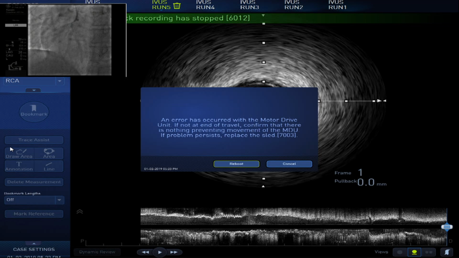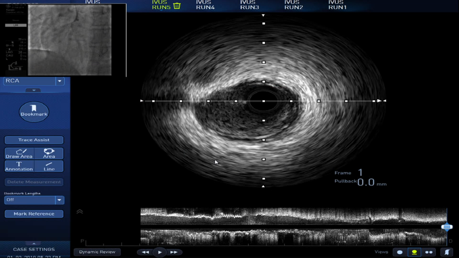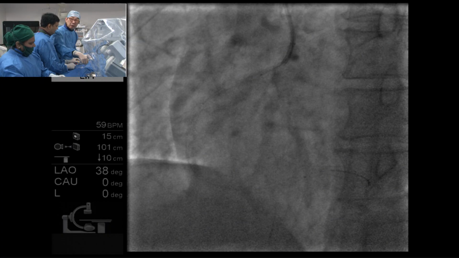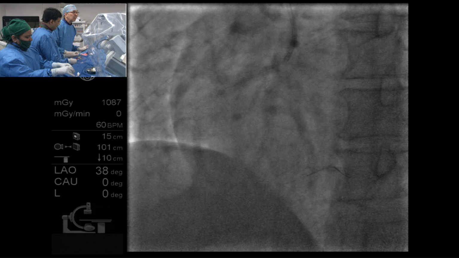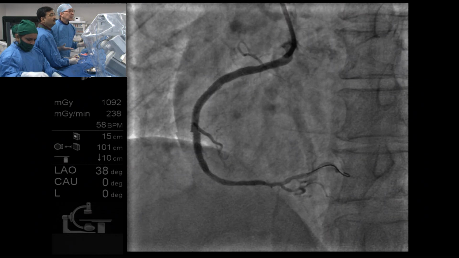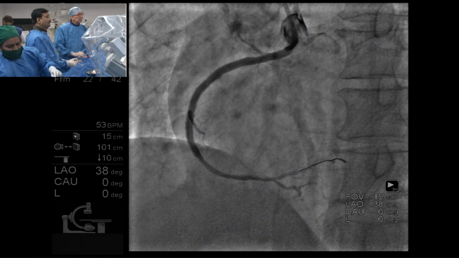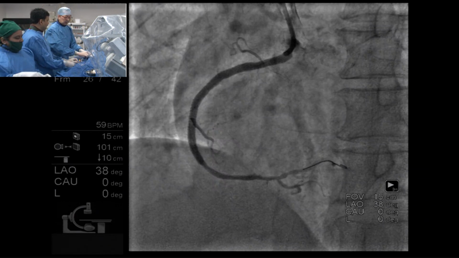Maybe the pullback is just too long, and the IVUS gets tired. Okay, so let's ask the expert opinion. Generally speaking, it's a very wonderful result. I cannot identify any under-expansion, even in the region of calcium. The result is wonderful, more than 3.5, and the proximal side looks nearly 4 by IVUS. I think I can stop here. What do you think, guys? Yeah, fantastic. Okay, great. Thank you very much. Congratulations.